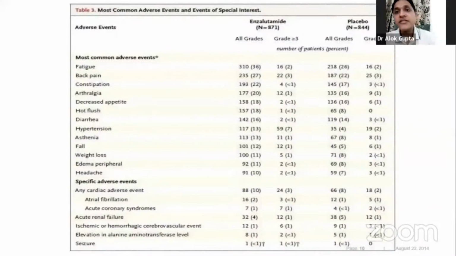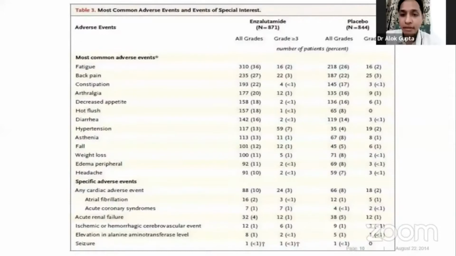Now, with regards to the adverse events, even in this setting, we find that it is largely well tolerated as compared to placebo. The side effect profile is almost similar with respect to the common effects, like, for example, fatigue and pains, which are many a times related to the prostate cancer itself. Some effects are related to anti-androgens, for example, hot flushes, which were more in the enzalutamide arm.